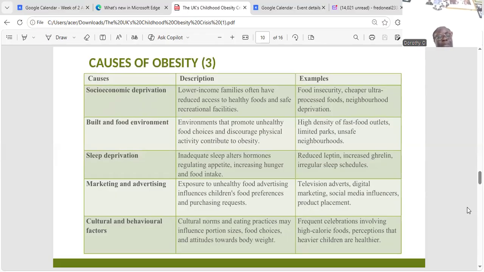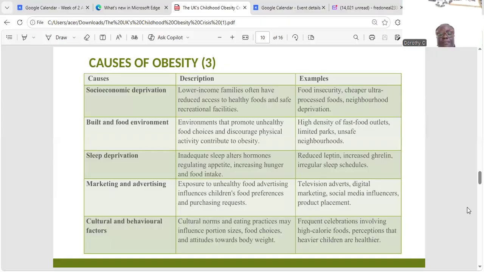We also have built-in food environments that can also cause obesity massively. Environments that promote unhealthy choices of food and discourage physical activity contribute to obesity. Examples are high density of fast food outlets, limited parks, and unsafe neighborhood.